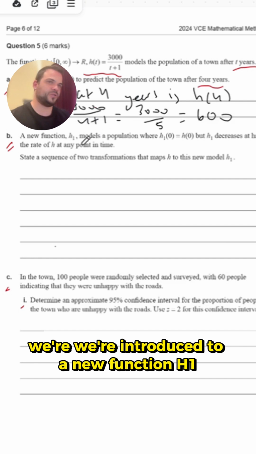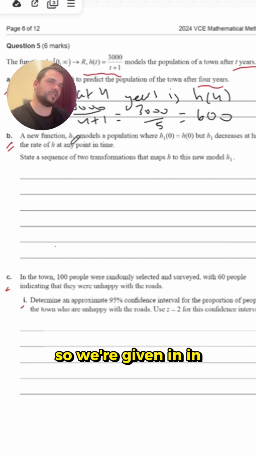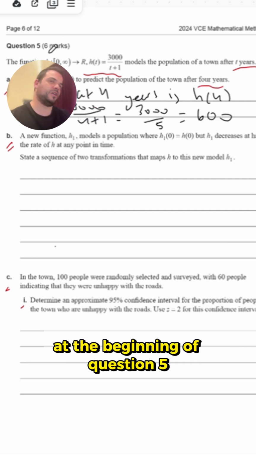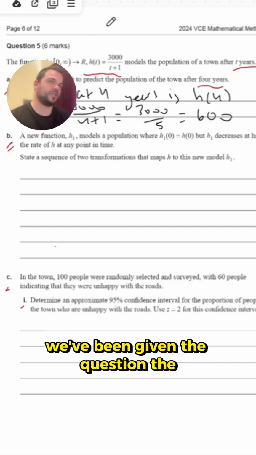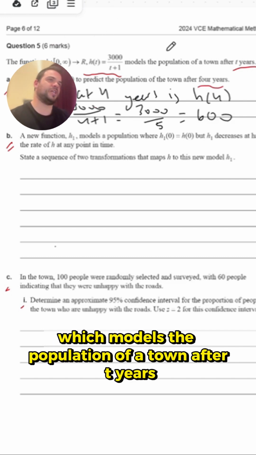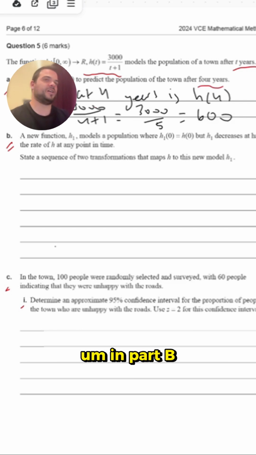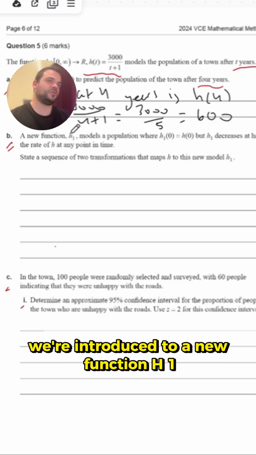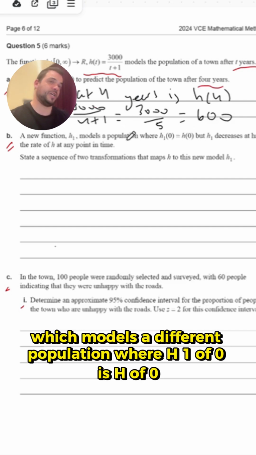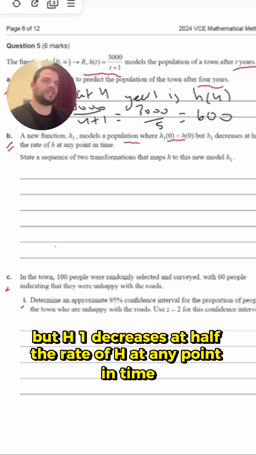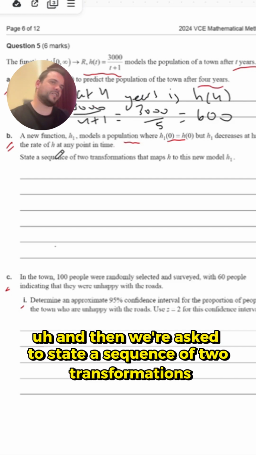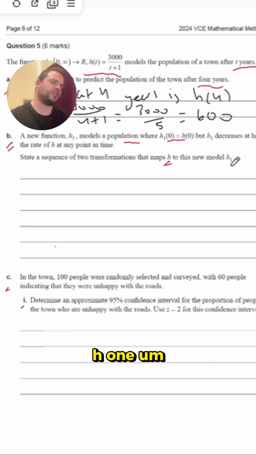For question 5b, we're introduced to a new function h1. We've been given the function h, which models the population of a town after t years. In part B, we're introduced to a new function h1, which models a different population, where h1 of 0 is h of 0, but h1 decreases at half the rate of h at any point in time. And then we're asked to state a sequence of 2 transformations that maps h to this new model h1.